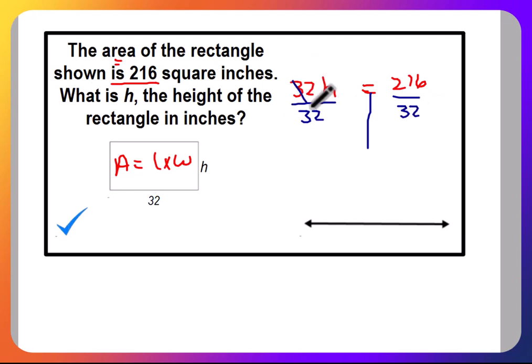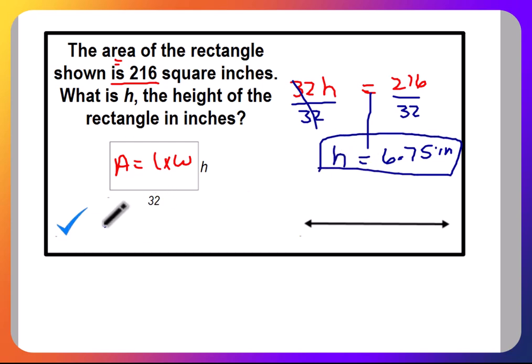Okay, 32 divided by 32 simplifies to 1h, or just h, equals, and if you do the math off to the side, 216 divided by 32 is 6.75. So the height is 6.75 inches. That's what h equals. Check your answer. 32 times h, which we got 6.75, should equal 216, and if you do the math, it does. Then we can put it on our number line, 6.75, with the filled in circle dot.